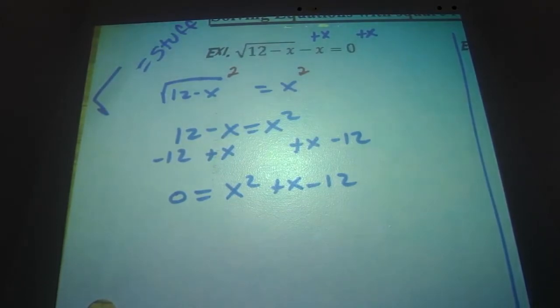Teach me how to factor. Teach me how to factor. That was probably in your brain all night last night. James was singing that to mom and dad. Yeah, teach me how to factor.